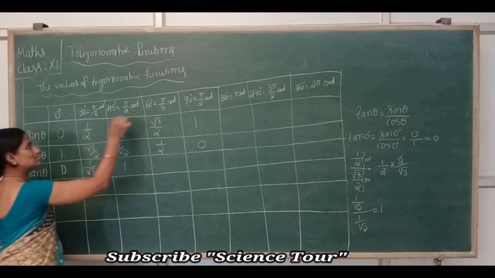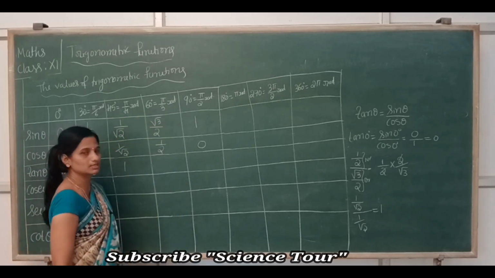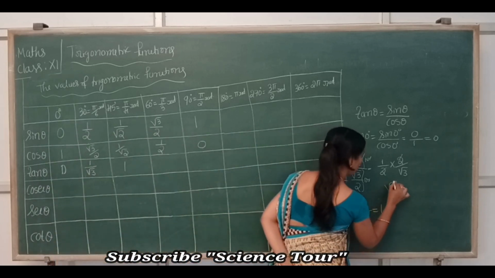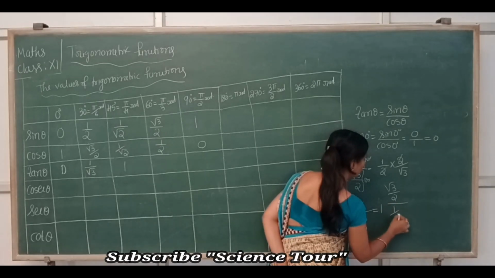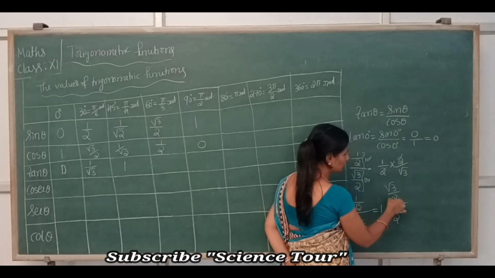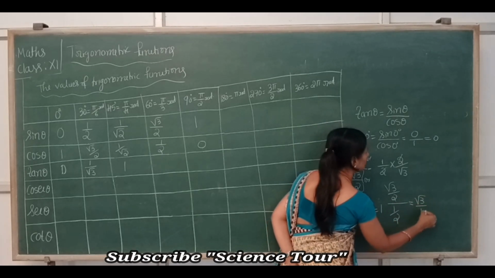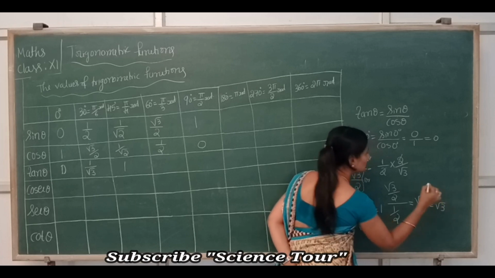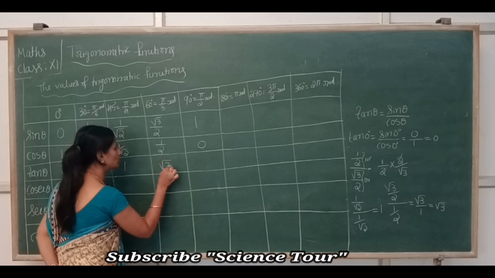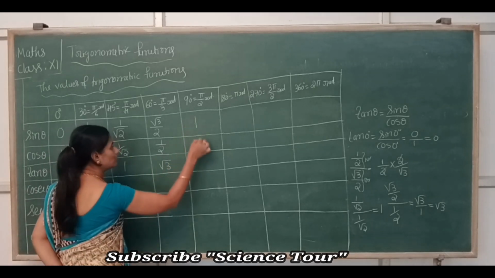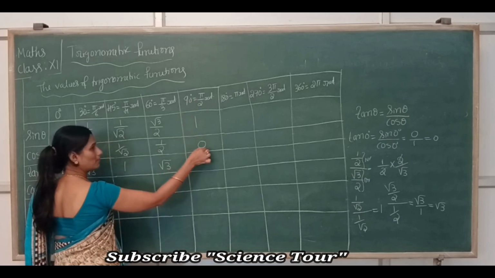Now next tan 60. How to get tan 60? Sin 60 divided by cos 60. So sin 60 is what? Root 3 divided by 2. Cos 60 is what? 1 by 2. So this denominator 2 and denominator 2 get cancelled. What is left? Root 3 divided by 1. Root 3 divided by 1 is also equal to root 3. So what is the answer? It is root 3.